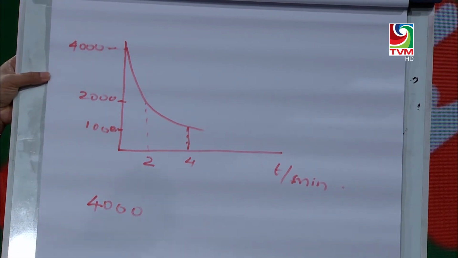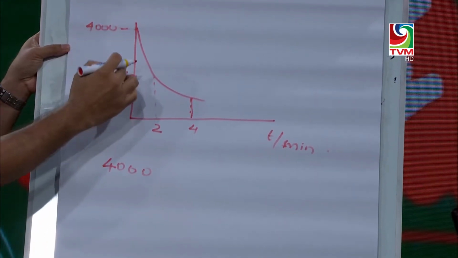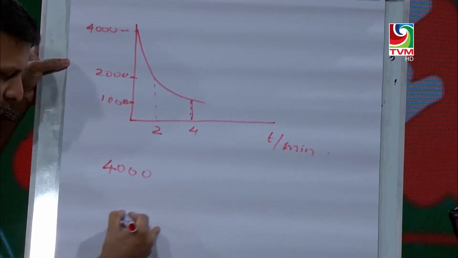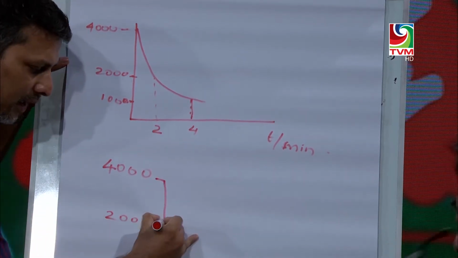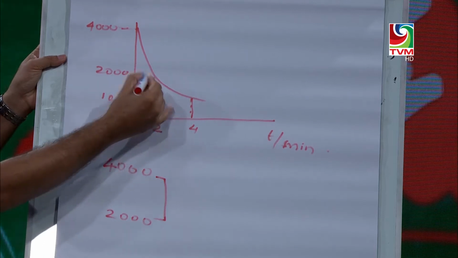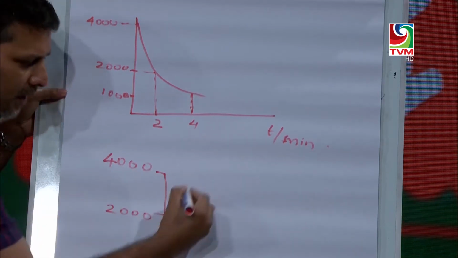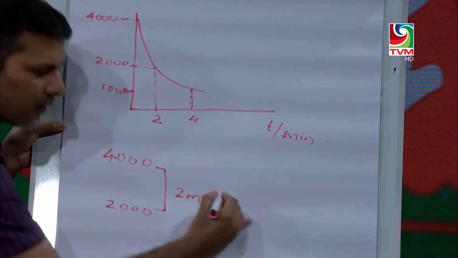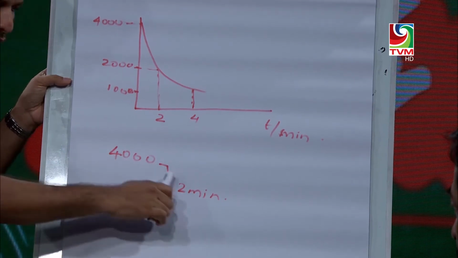Then we know half-life means the time taken to decay to half. So 4000 to 2000, that is half. How much time is taken? Check. 4000 to 2000 takes 2 minutes. So the half-life of this radioactive sample is 2 minutes.